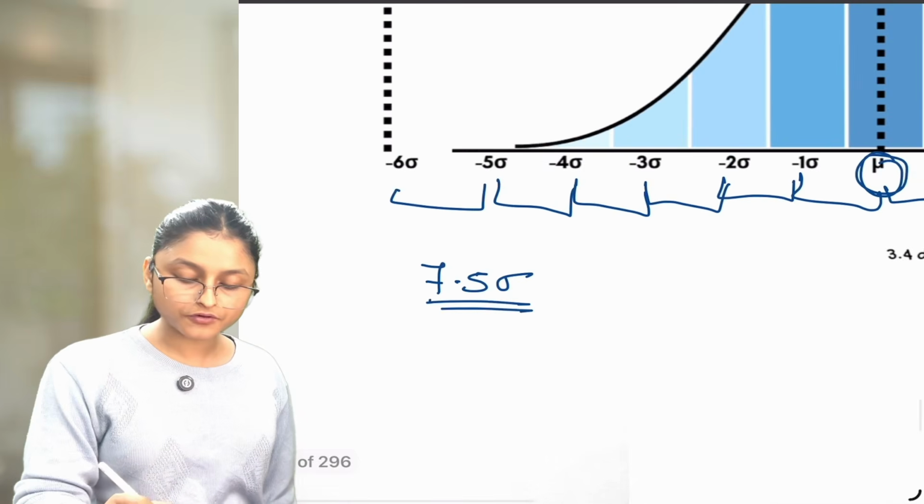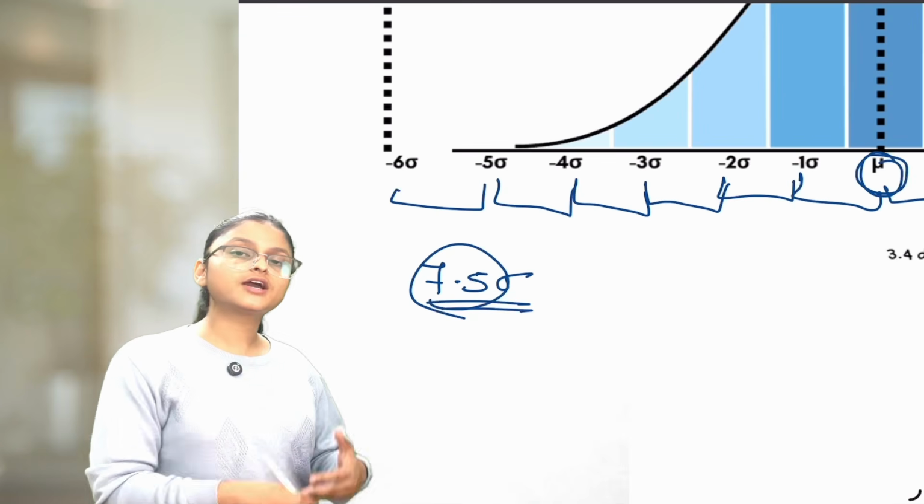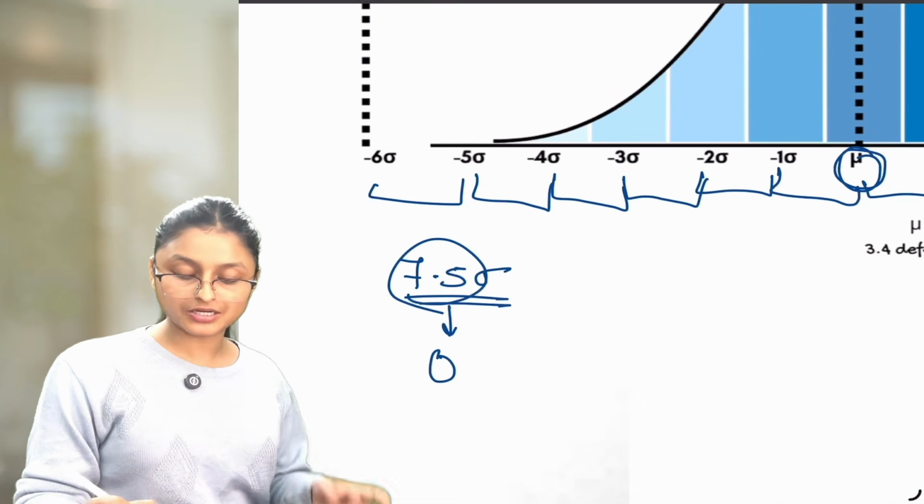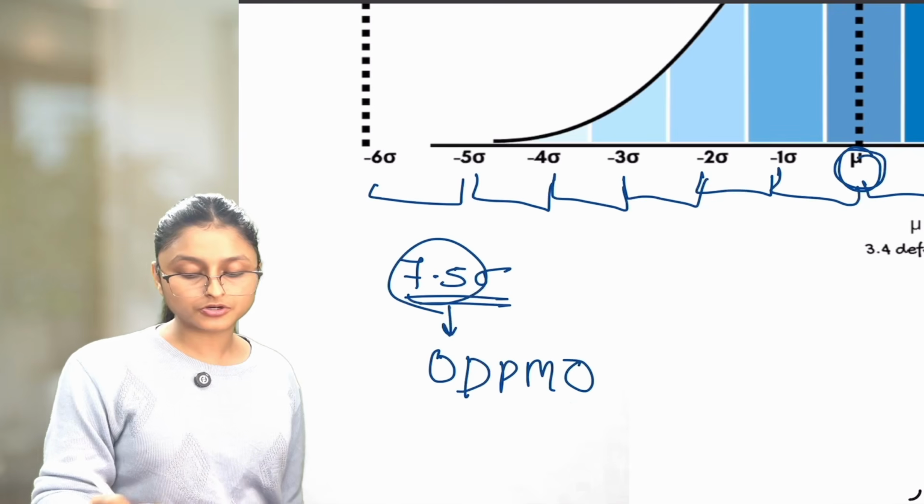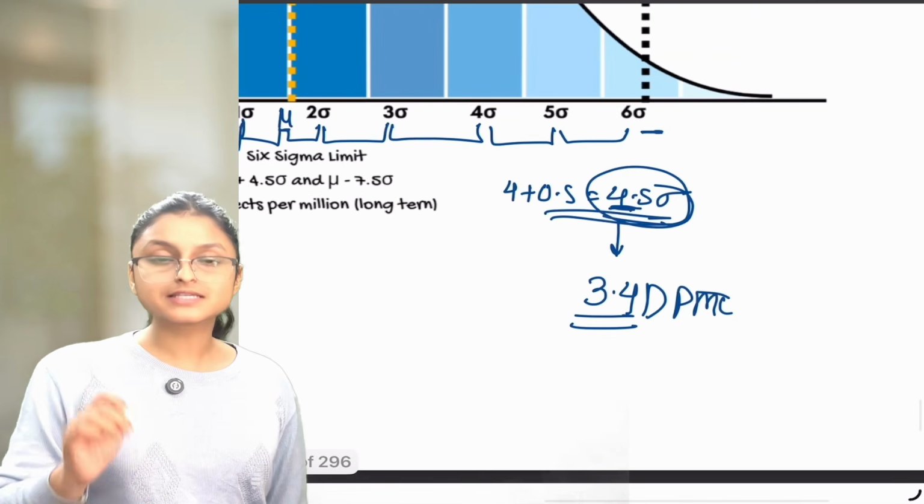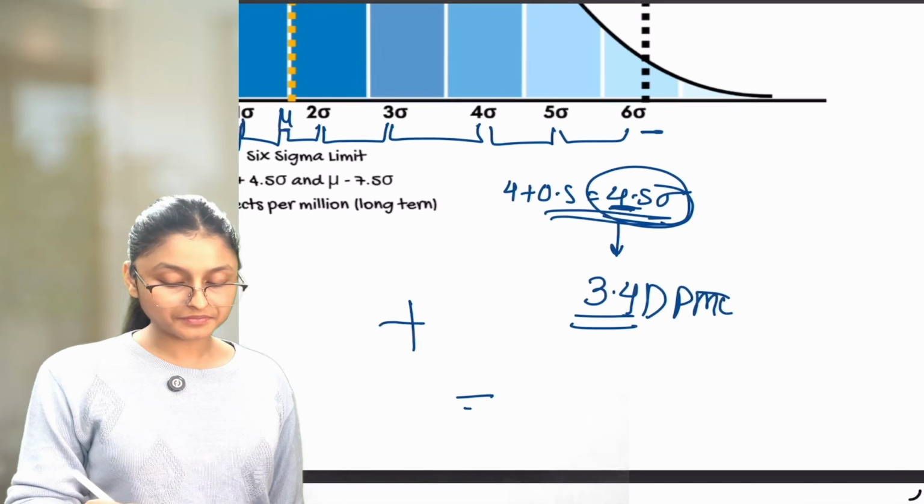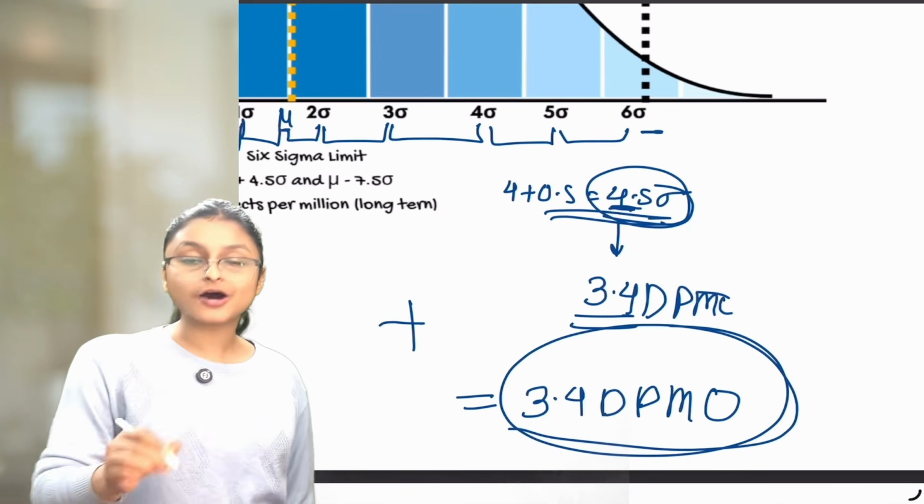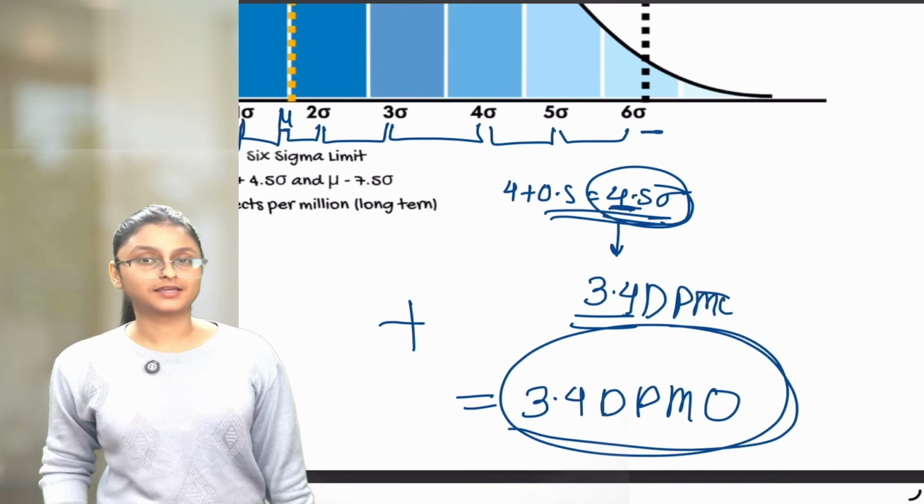And if you check for 7.5, it covers up to 100% only. So it is approximately 0 defects per million opportunity. So if this side is 0 and this side is 3.4, I'll add both of them and it will come to 3.4 defects per million opportunity. And that is how we are saying 3.4 defects.